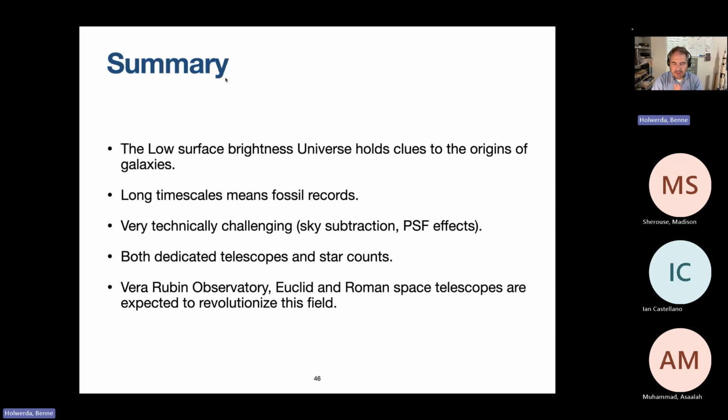It's very technically challenging. We've been preparing for Rubin for a while now, and it's still going to be very interesting if we can do this everywhere. Subtract the sky, get the PSF, the point spread function, how the telescope behaves with bright stars, get that under control. So we have dedicated telescopes, and we can try to do that with star counts, where we use Hubble. But the fun thing is now we'll have Rubin Observatory. That's good for those long integrations.